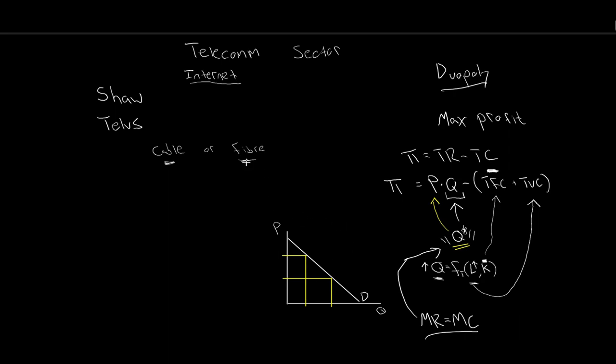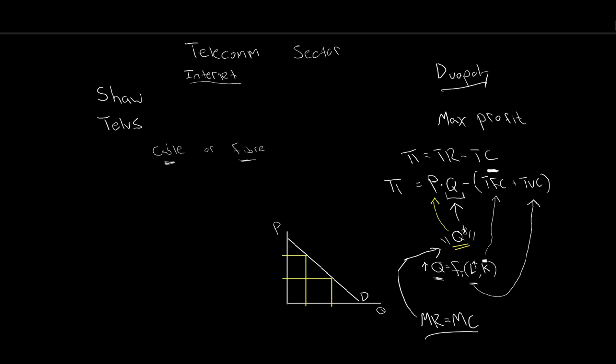Fiber, this is fiber optic, essentially uses light to transmit. It's a lot more expensive to put in, but you don't get this congestion. So if you're using fiber, you don't get that slowdown during peak times, and thus you have reliably faster, consistent internet access. Both Shaw and Telus are trying to figure out, what do we do? Do we invest in cable or do we invest in fiber?